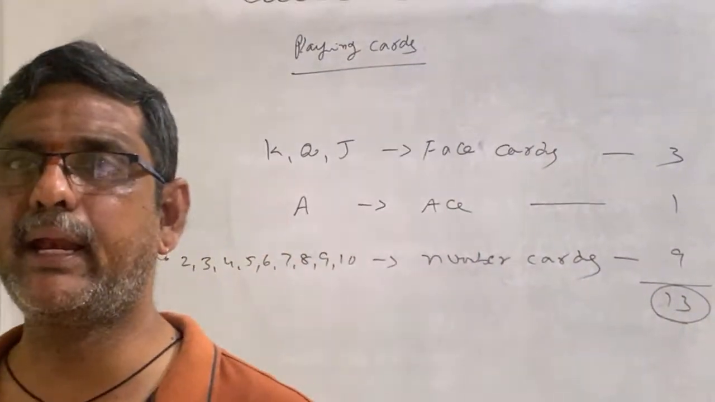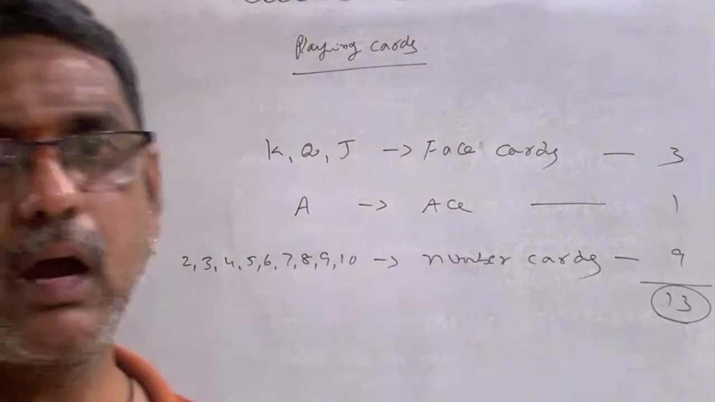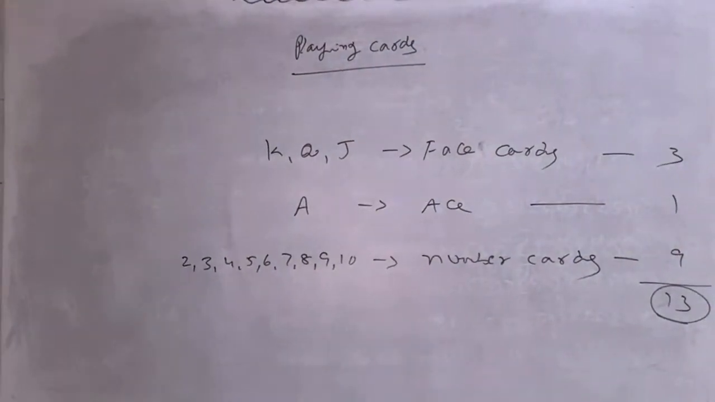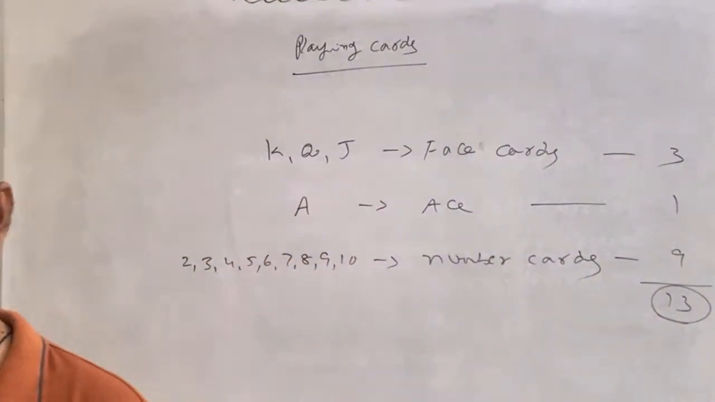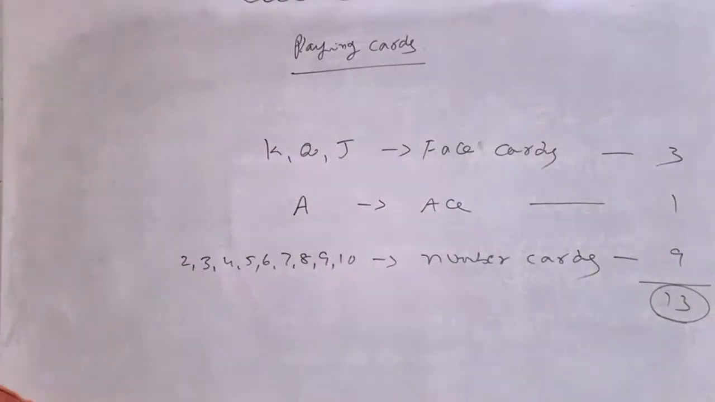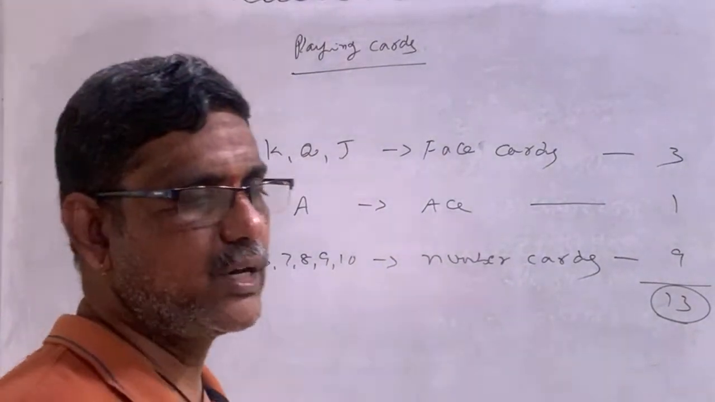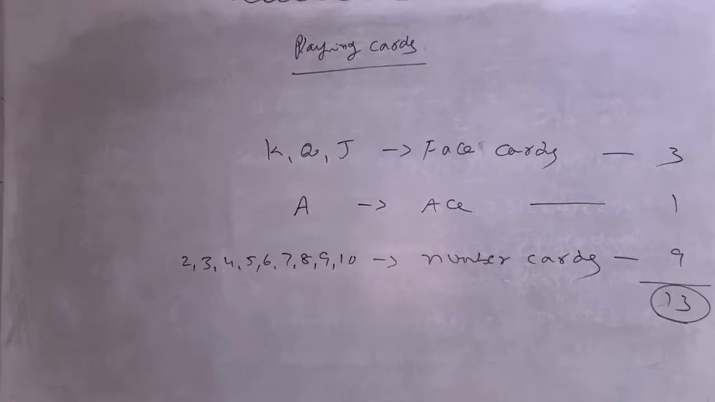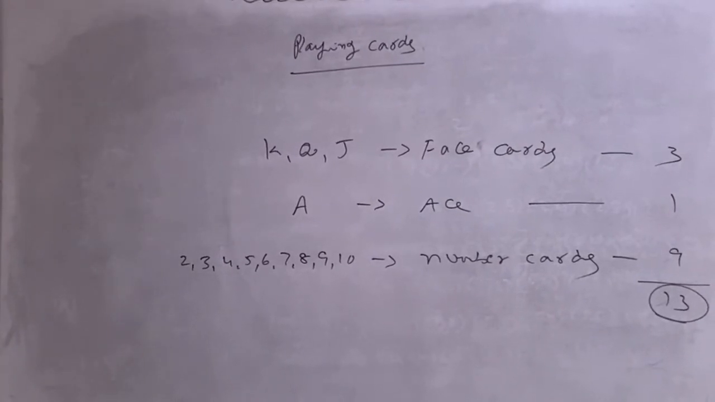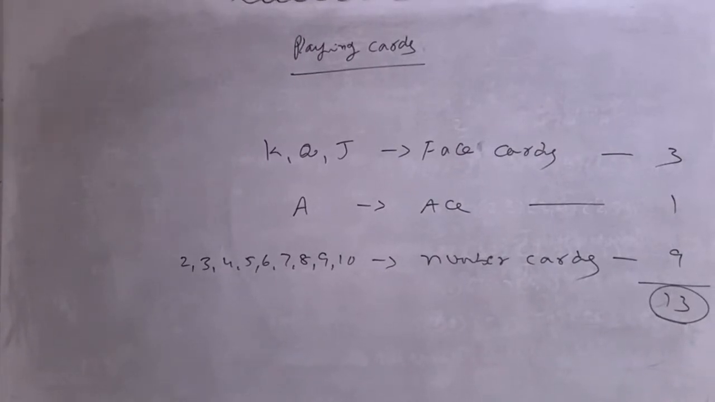Now, how many number cards will be there? How many number cards? How many number cards will be there in one shape, Tanush? In one shape we can see 9 number cards. So 4 shapes total. 4 into 9, 36 number cards. And how many face cards?